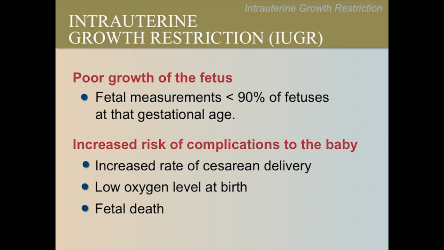Intrauterine growth restriction is a condition where the fetus simply does not grow as much as it should. A fetus with IUGR has measurements on ultrasound that are less than 90% of fetuses of the same age. Restricted growth puts the baby at higher risk of cesarean delivery, low oxygen level at birth, and even death.